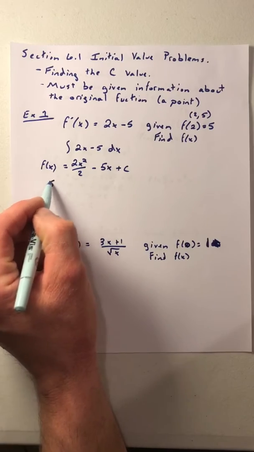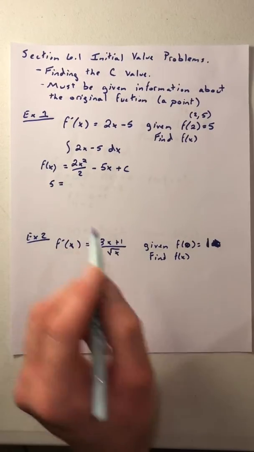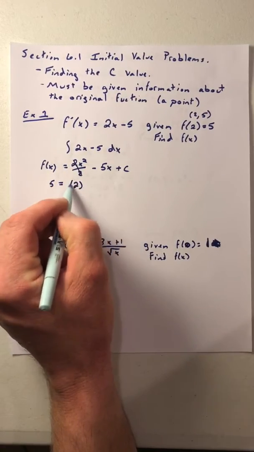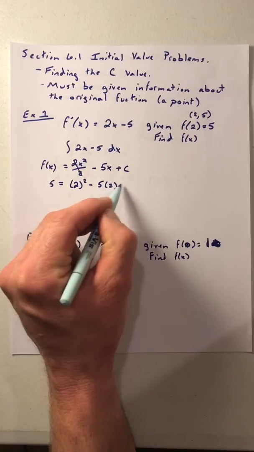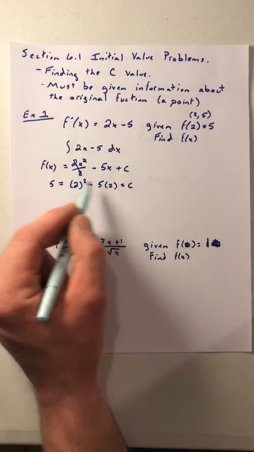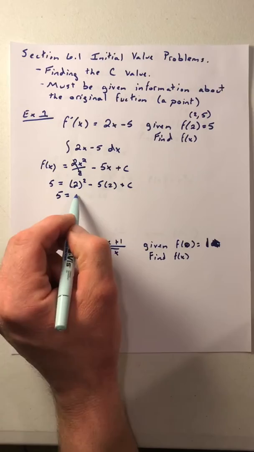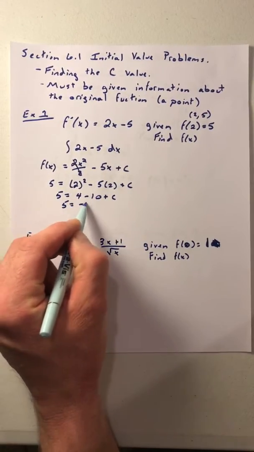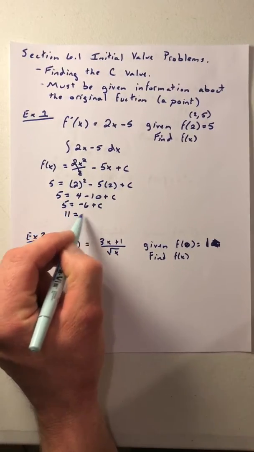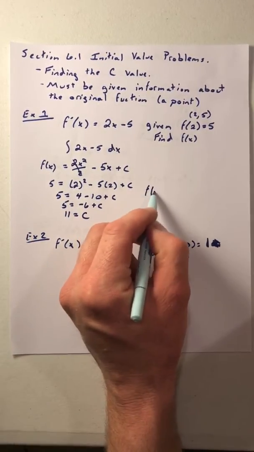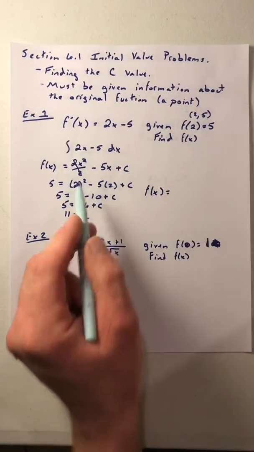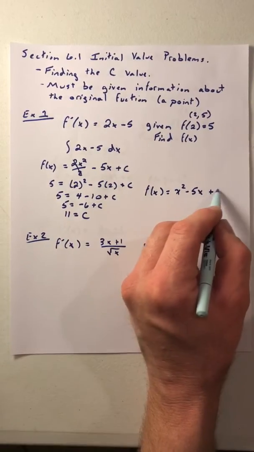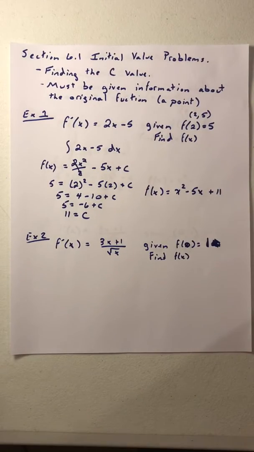So if I replace my y value with 5, my x value with 2, here my 2's canceled, so I'm left with 2 squared minus 5 times 2 plus c. Solving for c, I have 5 equals 4 minus 10 plus c. 5 equals negative 6 plus c, so 11 is going to equal c. So my original function, f of x, is going to equal x squared minus 5x plus 11. And there's my original function.